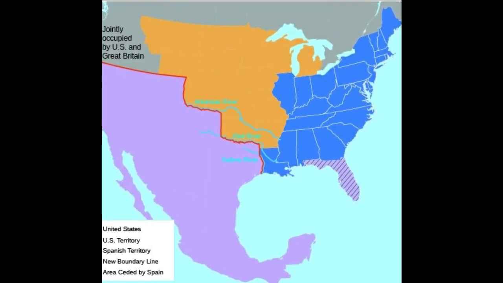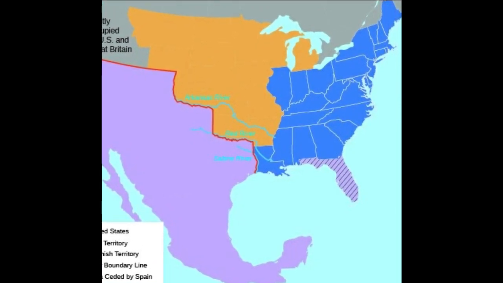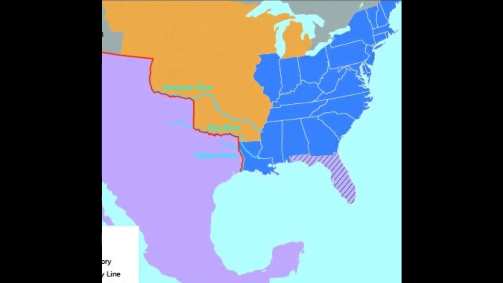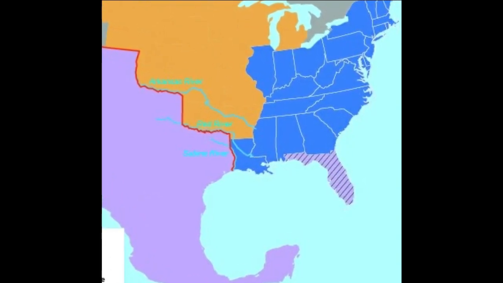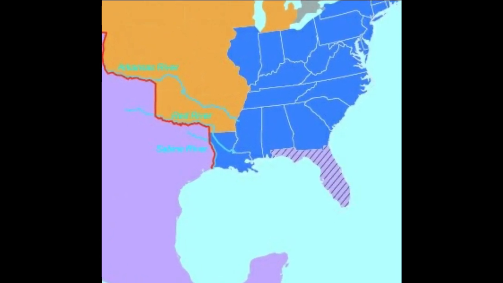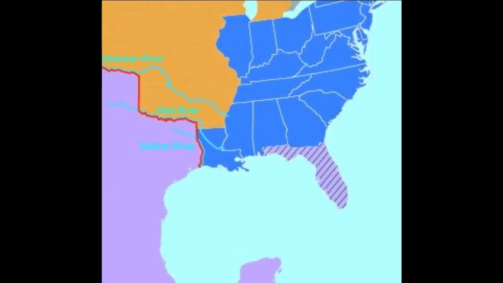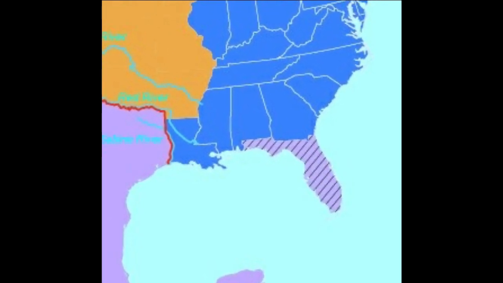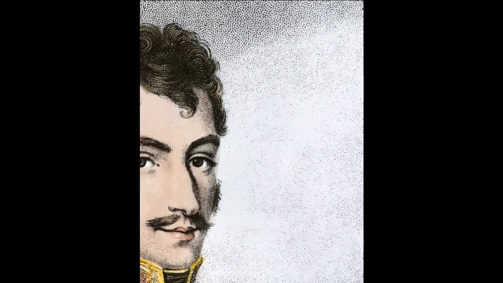In 1819, the two countries signed the Onis Treaty, which settled all border disputes between Spain and the United States. Under this treaty, Spain gave East Florida to the United States. In return, the United States gave up its claims to what is now Texas. U.S. leaders also agreed to pay up to $5 million of U.S. citizens' claims against Spain.